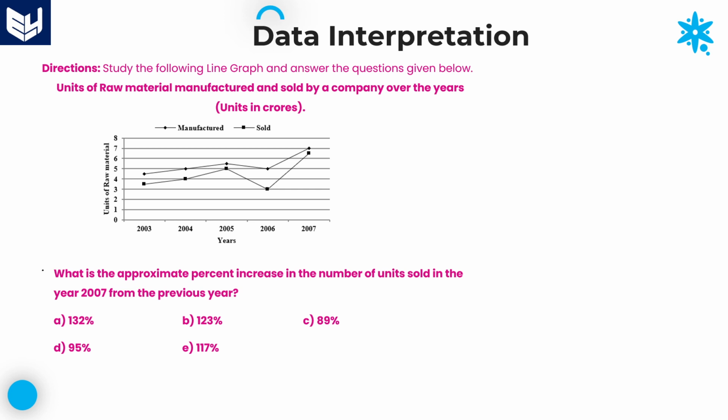Let us look at the third question. Here the third question is, what is the approximate percentage increase in the number of units sold in the year 2007 from the previous year? Here we need to take the percentage increase.